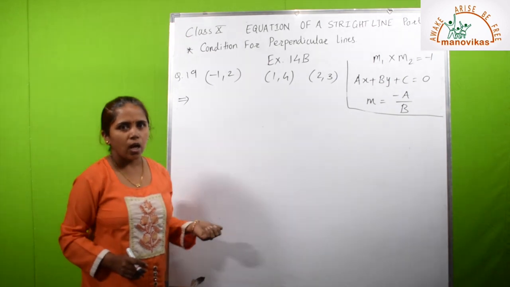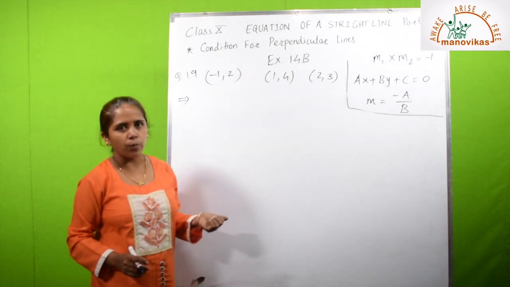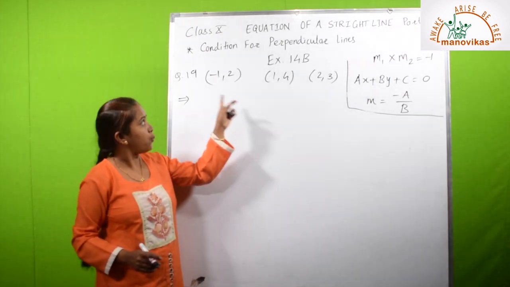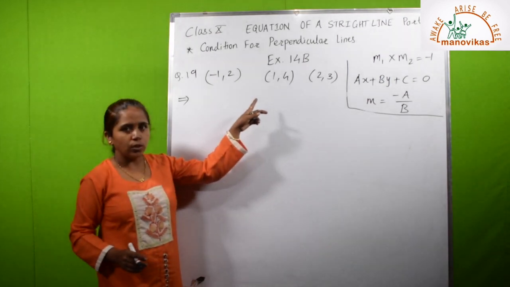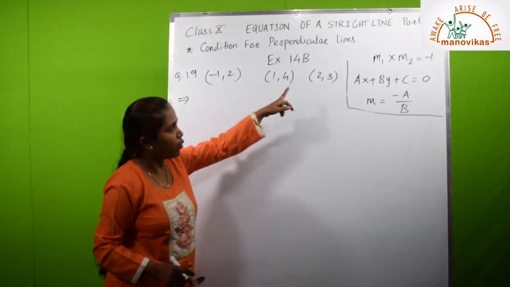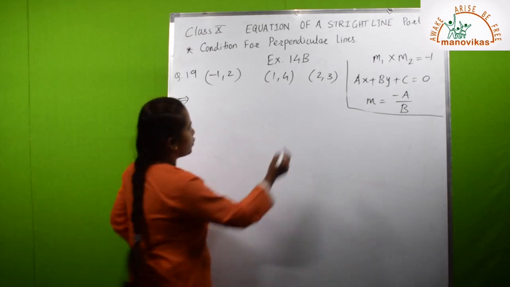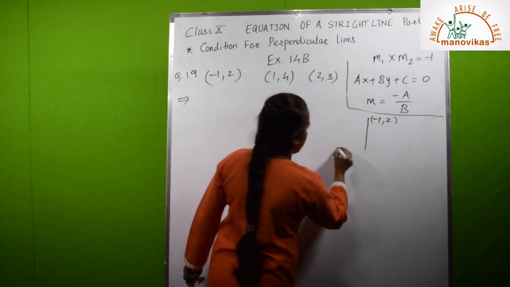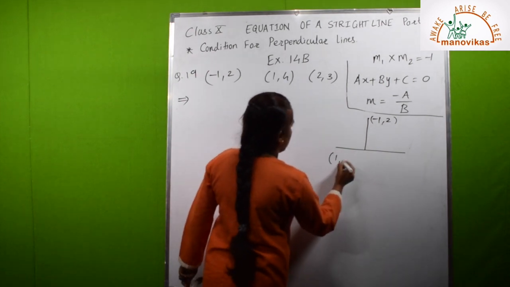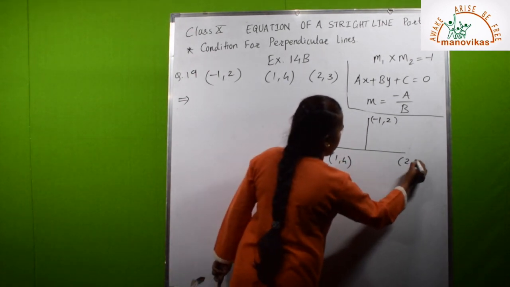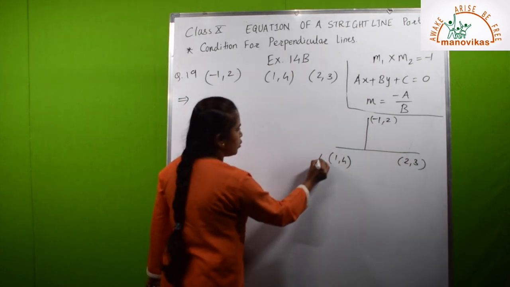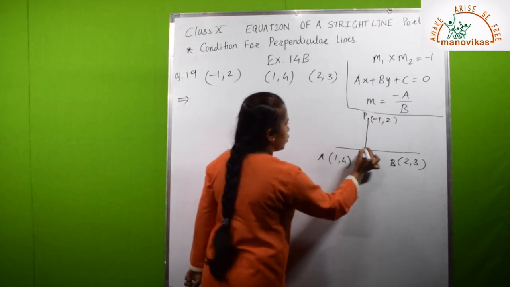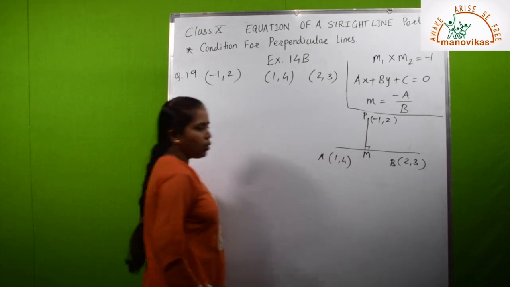What is question number 19? Find the perpendicular drop from the point (minus 1, 2) to the line joining the points (1, 4) and (2, 3). Suppose this is the point (minus 1, 2). From this point a perpendicular is dropped to the line joining the points (1, 4) and (2, 3). Call these two points A and B, and this point P. So PM is perpendicular to AB.